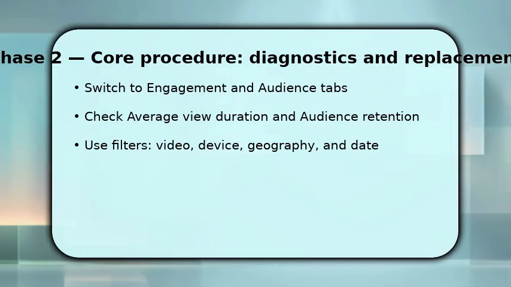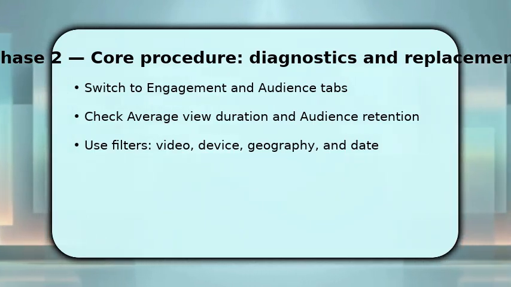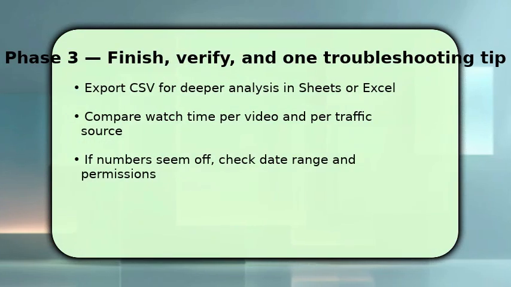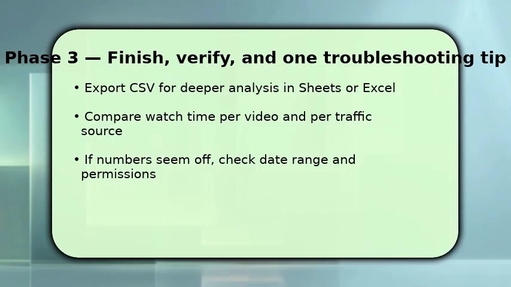Once filtered, compare two date ranges to measure progress, and hover the retention graph for exact timestamps where viewers leave. Finish by exporting the Analytics CSV so you can sort, sum, and build custom charts. Click the Export button at top right. Once exported, calculate total watch time per video and by traffic source to prioritize content.